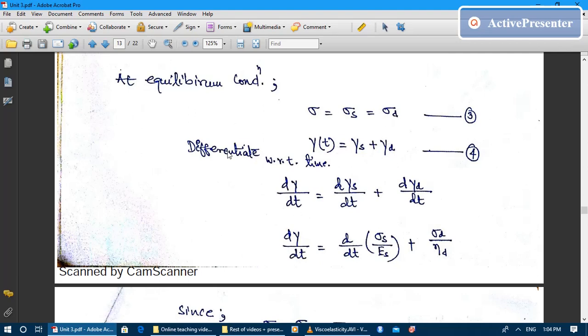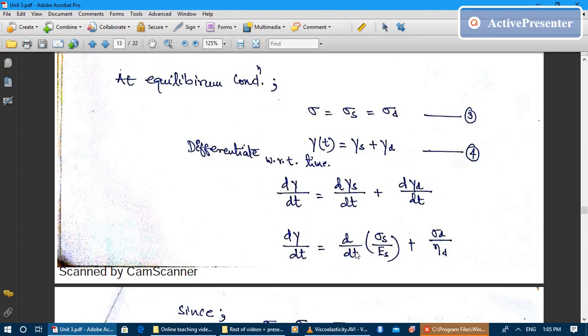Okay, so we can differentiate this equation with respect to time. So d gamma over dt will be d gamma s over dt plus d gamma d over dt. And here you can see that d gamma d over dt is nothing but the shear strain rate, because we are differentiating the shear strain. So it becomes the shear strain rate.